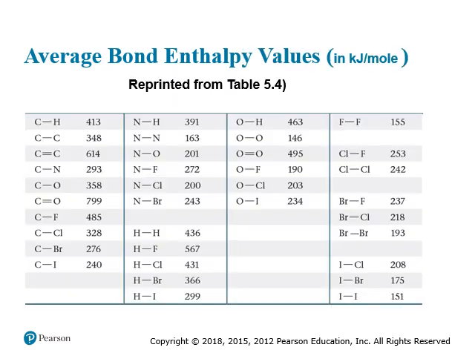Here we see a table of average bond enthalpy values. If you'll note in the first column, we see the energy associated with breaking a mole of carbon-carbon single bonds is 348 kilojoules per mole. The energy associated with breaking a mole of carbon-hydrogen single bonds is 413 kilojoules per mole.